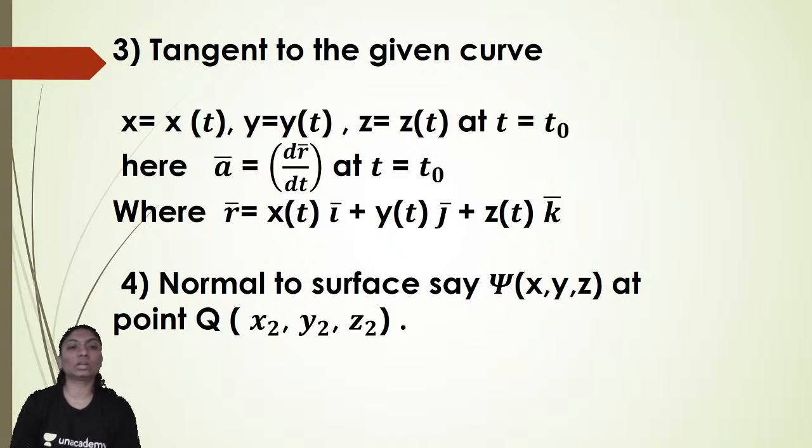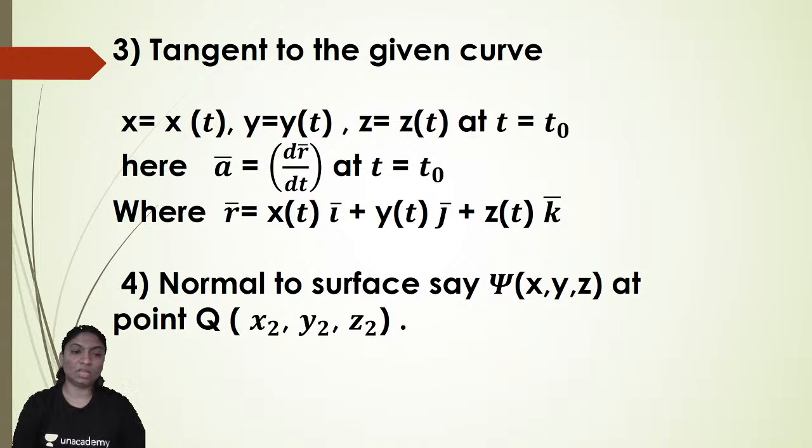and third, tangent to the curve x is equal to x of t, y is equal to y of t, z is equal to z of t at t is equal to t0. Here vector a bar is equal to dr bar by dt at t is equal to t0, where r bar is equal to x of t i bar plus y of t j bar plus z of t k bar.